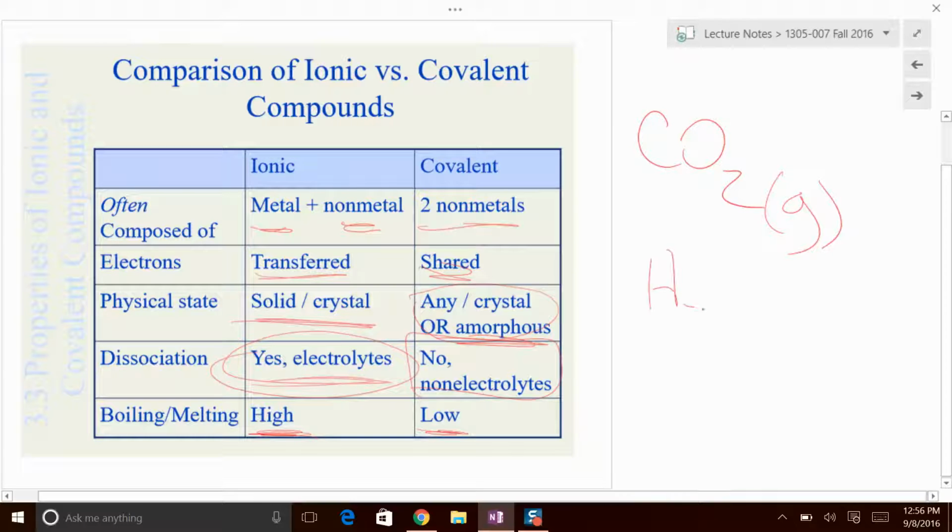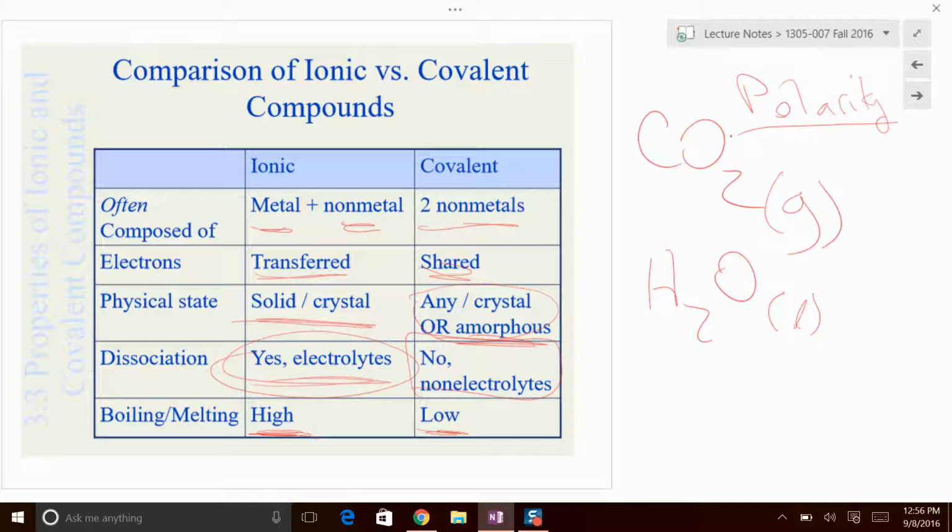Water is also covalent. Okay? And at room temperature, it's a liquid. So you can see within the covalent group, there's a gigantic difference, a huge difference between the freezing temperatures and boiling temperatures of things that are covalent. The reason for this difference has to do with something called polarity, which we'll get into pretty soon. I think by the end of this chapter, we'll talk about polarity and how that affects the boiling and melting points of these covalent compounds.